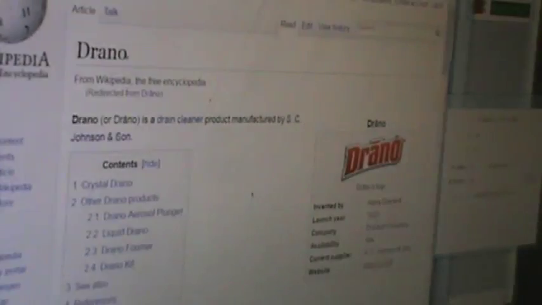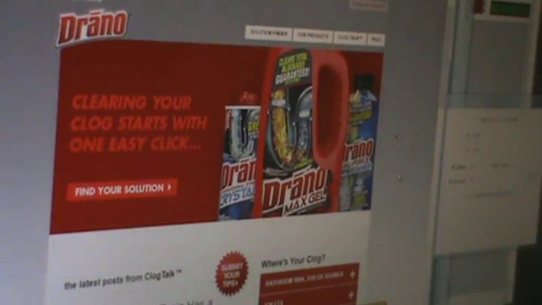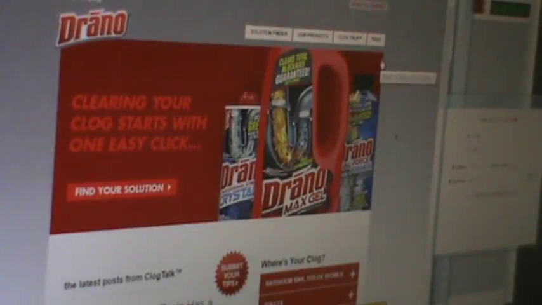Vanish. Toilet bowl cleaner. That's another plus one. I don't know how. Yeah, it's still alive and well. Drano is still alive and well. Drano and Windex. Drano for your plumbing. Drano for your drain. Windex for your glass.